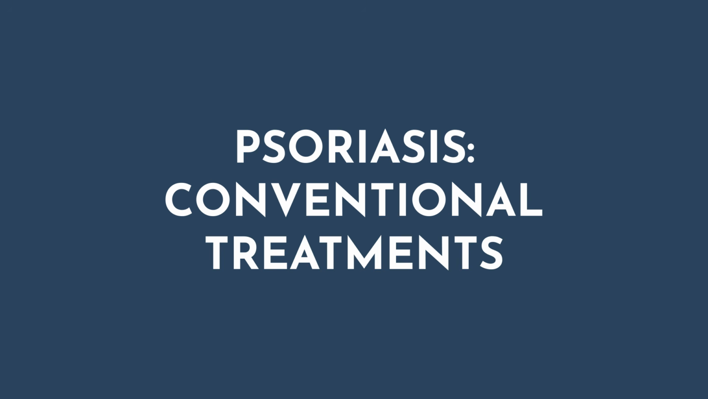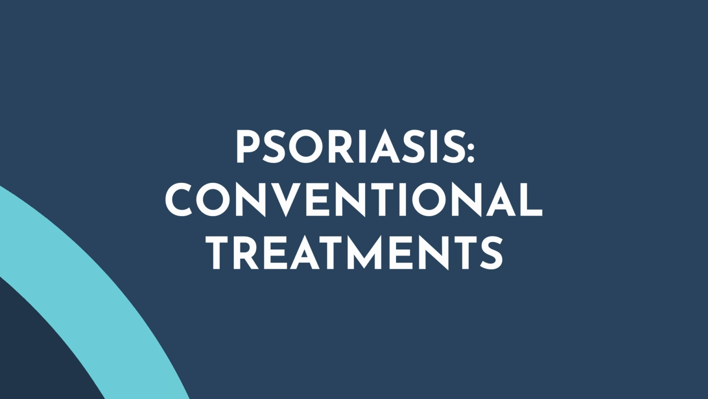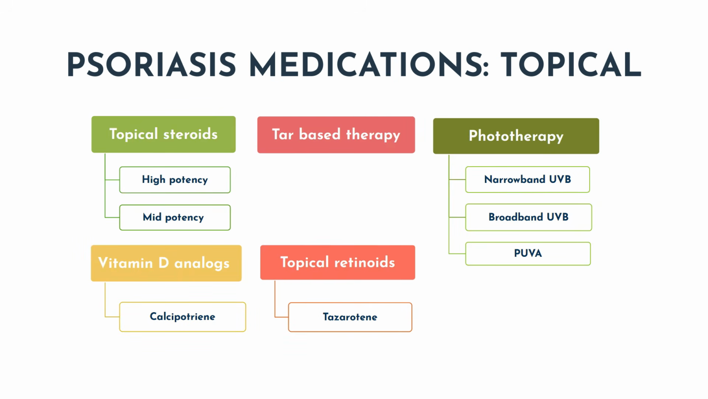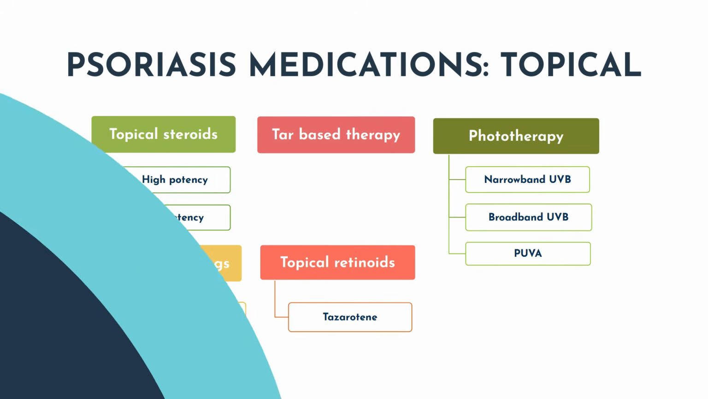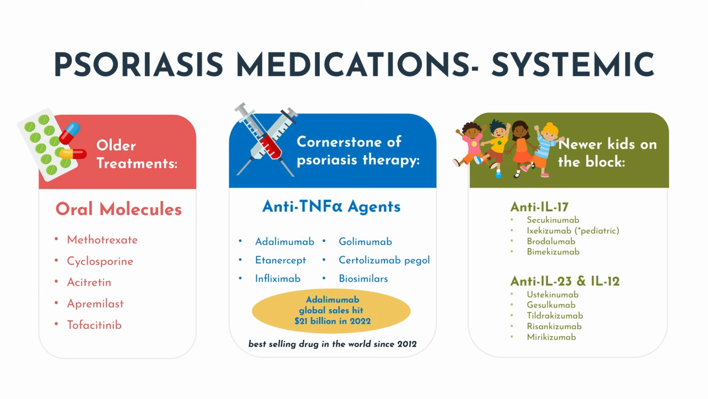All right, let's look at some conventional treatments that are used in psoriasis. So there's a lot of topicals, like a lot of derm conditions. I'll start out with topical steroids, kind of low, mid, and then high potency. There's tar-based therapy, there's phototherapy, so UVB radiation, vitamin D analogs like calcipotriene, and topical retinoids like tazarotene. As we discussed a little bit for systemics, the kind of older treatments are things like methotrexate and cyclosporin. Those really aren't used as much anymore.